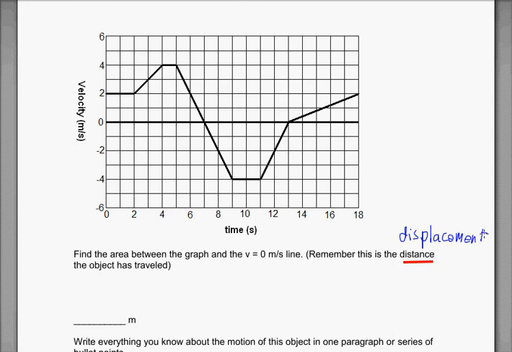This is displacement the object travels. Okay, now what are we talking about, guys? We're talking about this area, and this area, between the line and your v equals 0 line.